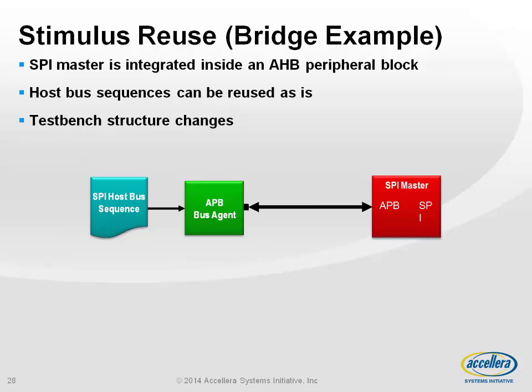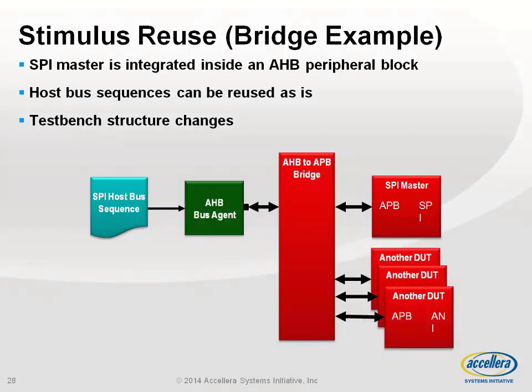Let's suppose that we take that block now and we put it in a system. And so now what we have is, as part of the system, there's some sort of a bridge here, right? So instead of being an APB interface to the DUT, we now have an AHB interface. The sequence up here, because it's based only on the registers that are in the device, doesn't have to change, because the fact that the address of this block and the protocol that we're using to communicate with it has changed is irrelevant to the fact that we're still accessing those same physical registers in that particular block.